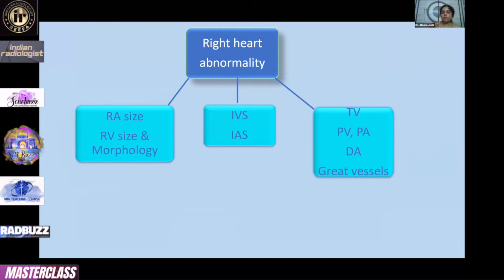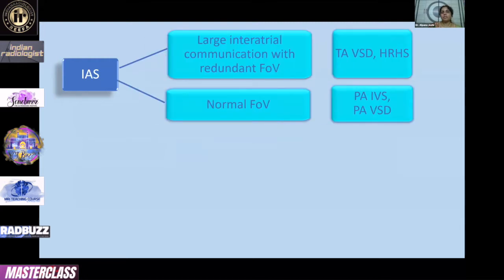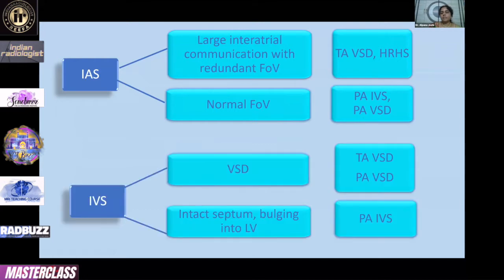So then when you start looking at the interventricular septum and the interatrial septum, we saw that there is a large interatrial communication with the redundant foramen ovale in TAVSD. We saw a few of these examples in HRHS. Normal FOV will be in PIVS or in PAVSDs. And of course, the intact ventricular septum or a bulging will be in PIVS. And if there is a VSD, it is TAVSD or a PAVSD. In TAVSD, the VSD is inlet VSD, and in PAVSD, the VSD is outlet VSD.